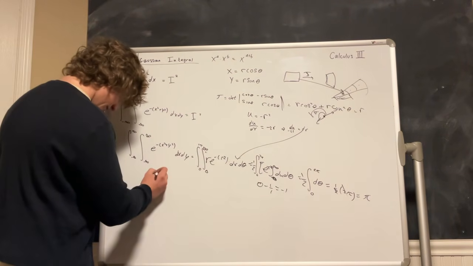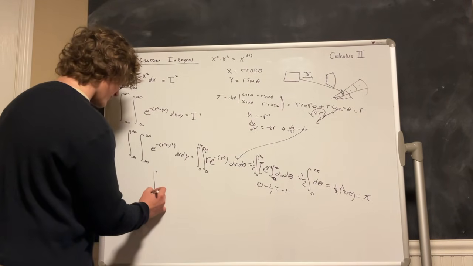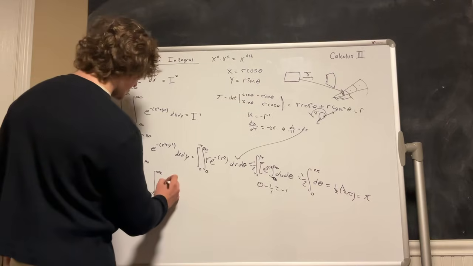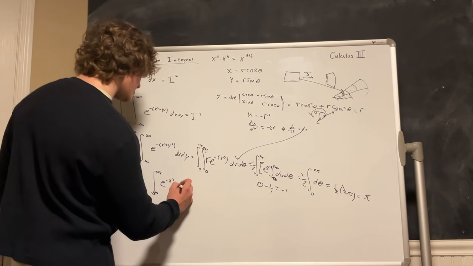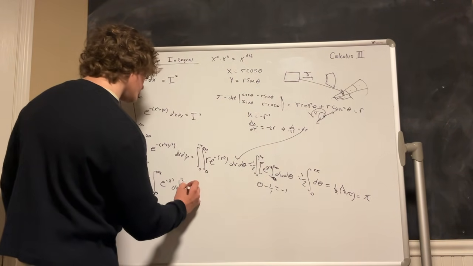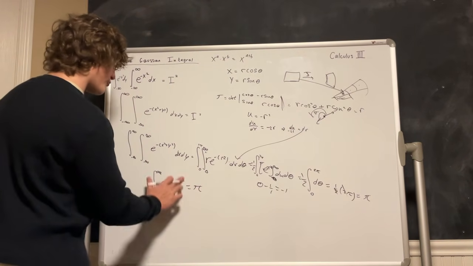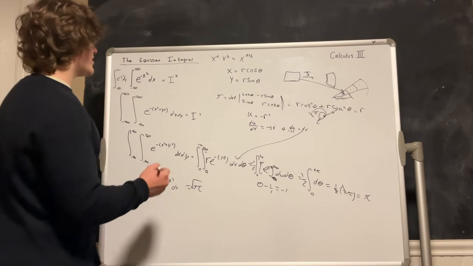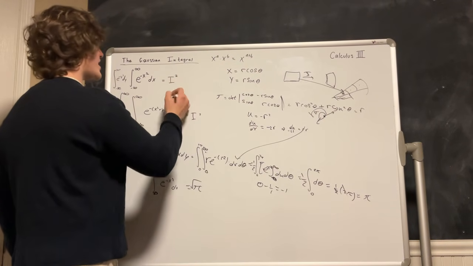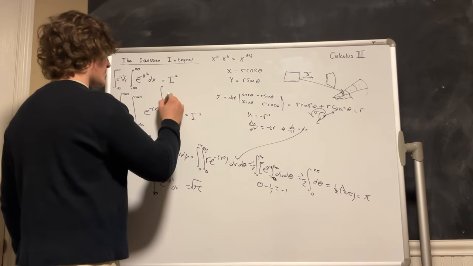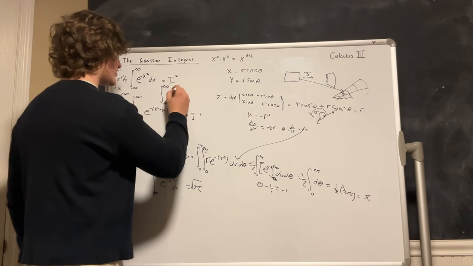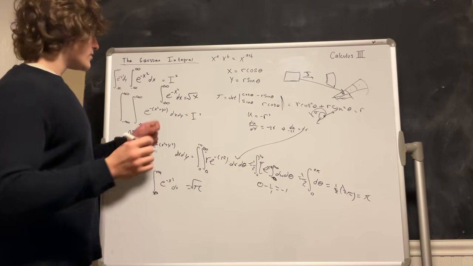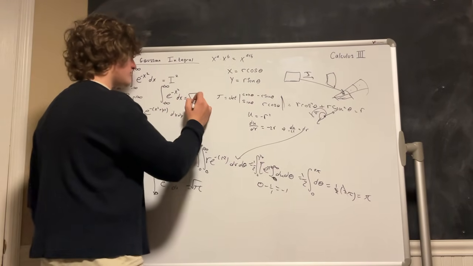So that means that the integral from negative infinity to infinity of e to the negative x squared dx all squared is equal to pi, which means that if we just take the square root of pi, that is equal to our initial integral. So we know now that the integral from negative infinity to infinity of e to the negative x squared dx is equal to the square root of pi. Not square root of x, the square root of pi.